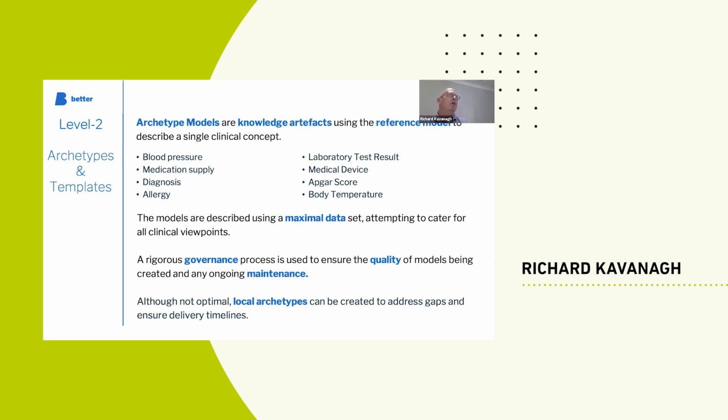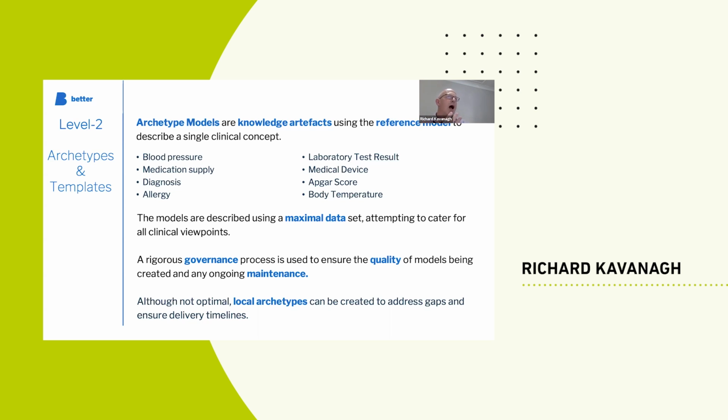So we get to level 2, and we talk about archetypes. Archetypes, the second process in modeling, take the reference model and build it around a small knowledge model. Each archetype is a small segment of the reference model designed to represent a particular clinical concept. And there are hundreds of these, but there are many more to do, because new parts of medicine and new parts of clinical practice are coming onto openEHR, and of course new models will be required.